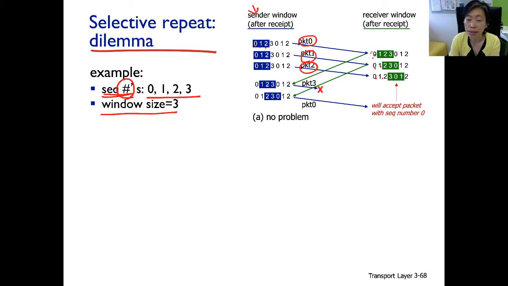So ACK 0 here arrives back at the sender first. And this is in sequence, so we advance the send base. And we generate yet another packet to go. All right.